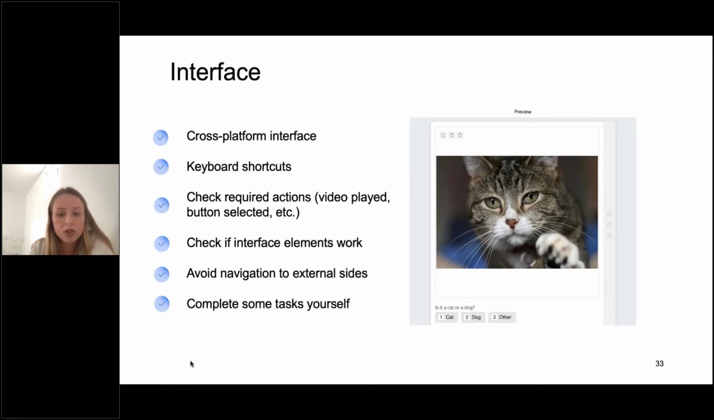It's a good idea usually to complete a task by yourself. That way you ensure that all elements can work. And just another tip is that if it's possible, you should avoid navigation to external sites. So that would also depend maybe on your task, but if it's not needed, it's better avoided.